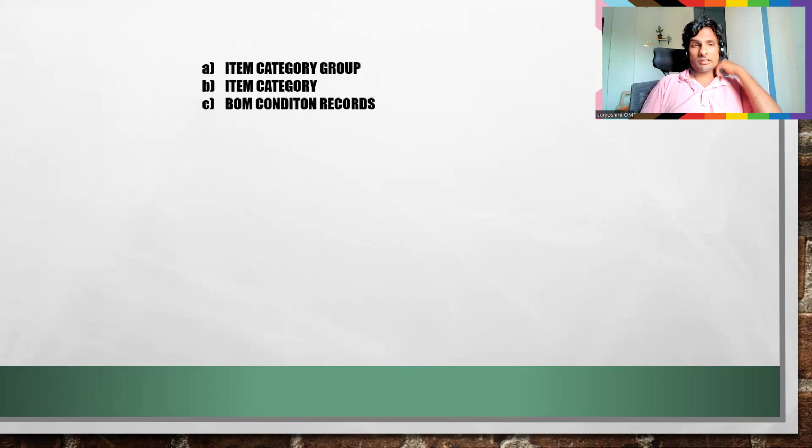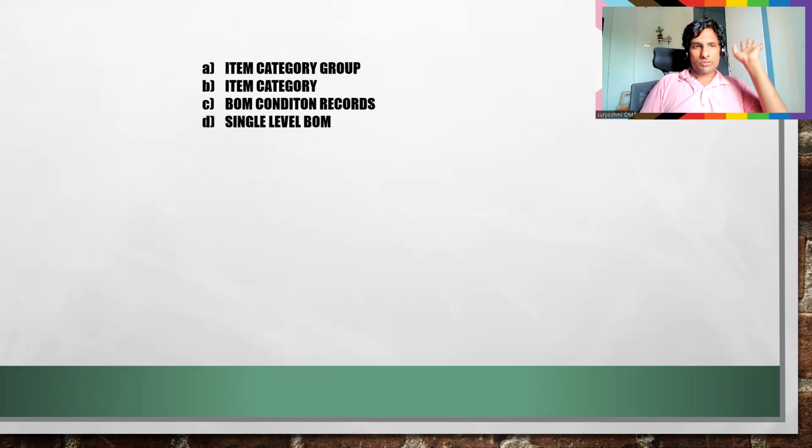Next, BOM condition records, there is no relation between BOM condition records. It is specifically talking about the attributes, the property, the quality of the code, what is behind to control item level pricing, that is for item category only.